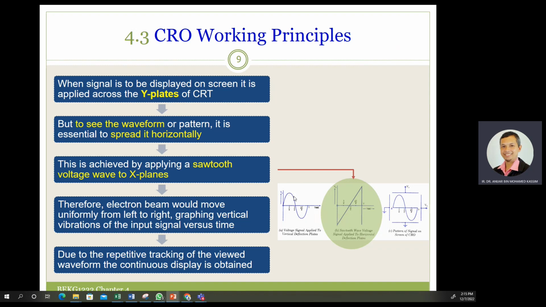Okay, for example, we can see the voltage signal applied to vertical deflection, and there is a sawtooth wave applied for the horizontal deflection. And at last, we can see the pattern of the signal on the screen like this, where we can see the signal on the vertical side and also the horizontal side. Therefore, the electron beam would move uniformly from left to right, graphing the vertical vibration of the input versus time. And due to the repetitive tracking of the viewed waveform, the continuous display also can be obtained.